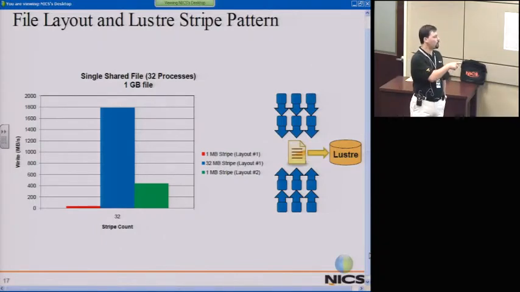The reason why it's lower performing is because it's strided. So it's not contiguous in the file, so each process has to write to different portions of the file, so that decreases the performance, although it's a lot better performing than the first case.